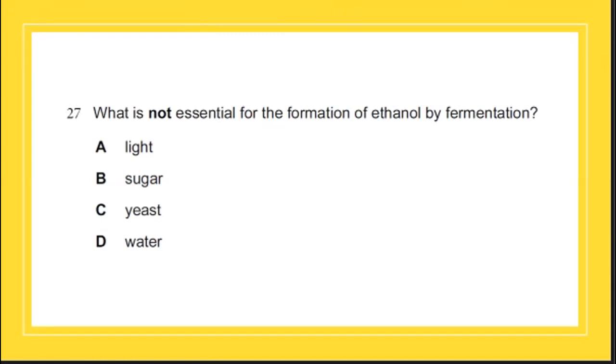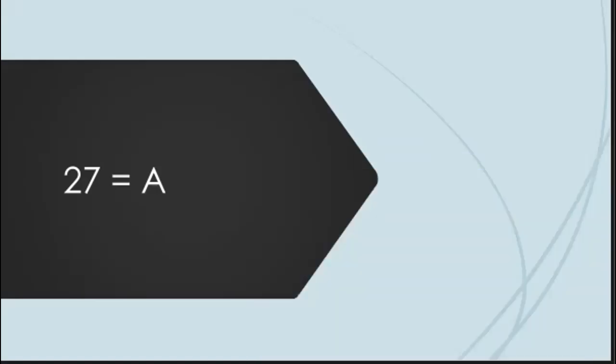A as in apple. Yes, that is correct. Light is not necessary. Light is not essential for the formation of ethanol by fermentation. If light was necessary, the process that requires light is something like photosynthesis. If we were dealing with alkanes, then yes, that would require light or UV light in order for a reaction to take place. But this is not a photochemical reaction, so light is not necessary. So the answer is A as in apple.